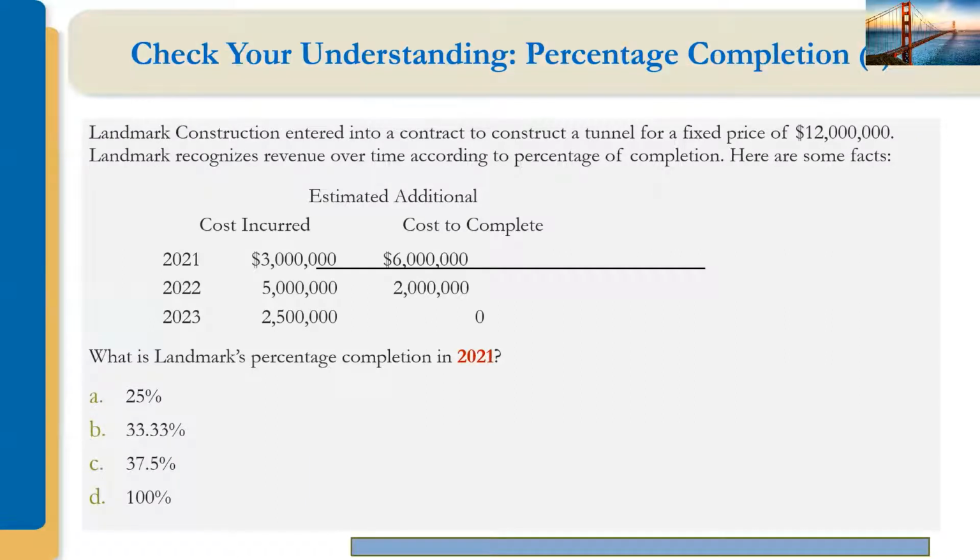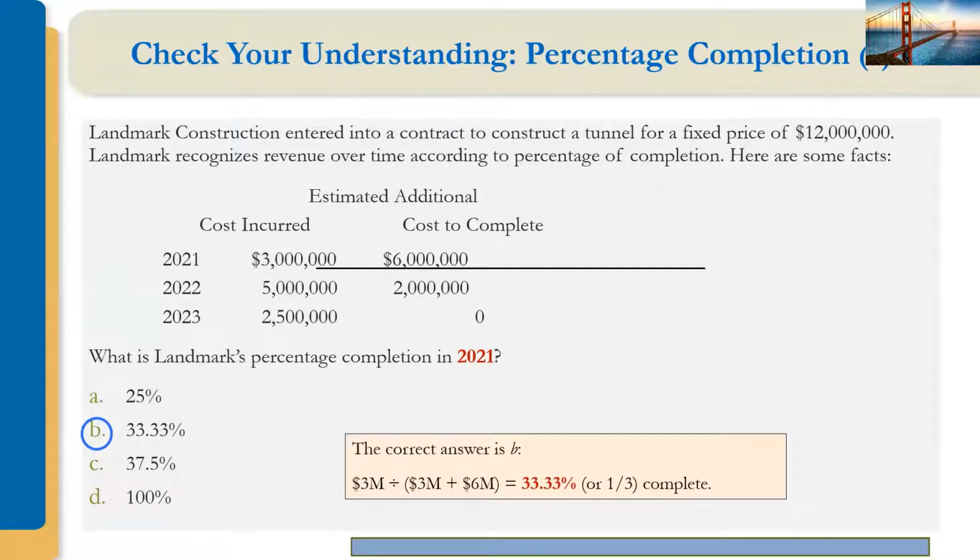Here's another check your understanding. Landmark Construction entered into a contract to construct a tunnel for a fixed price of $12 million. Landmark recognizes revenue over time according to the percentage of completion. Here are the facts. In 2021, cost incurred is $3 million. 2022, $5 million. 2023, $2.5 million. The cost to complete in 2021 is $6 million. 2022 is $2 million. What is Landmark's percentage completion in 2021? And the answer is B, 33.33%. You should arrive at that number by dividing 3 million by the 3 million plus the 6 million, which will give you 1/3 complete.